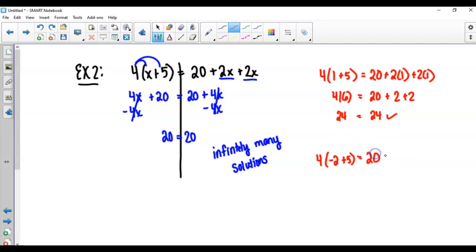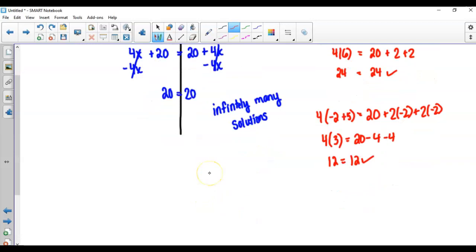So if I put negative 2 plus 5 equals 20 plus 2 times negative 2 plus 2 times negative 2, so this time I'm plugging in negative 2. I'll have 4 times 3 equals 20 minus 4 minus 4. 4 times 3 is 12. 20 minus 4 is 16. And if I subtract 4 again, that's also going to give me 12. And so negative 2 works. I could even pick a number like 100.